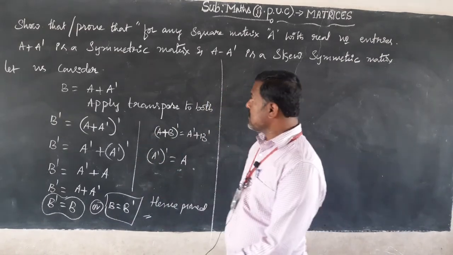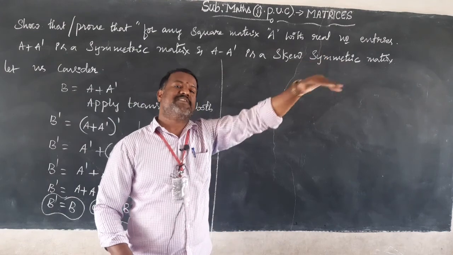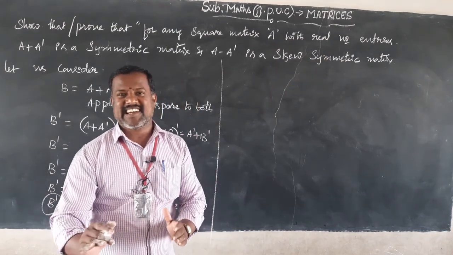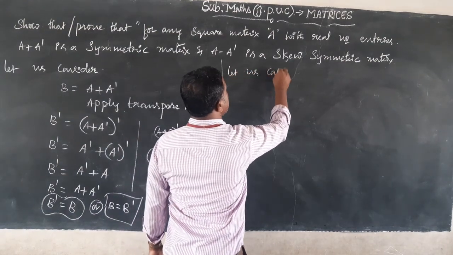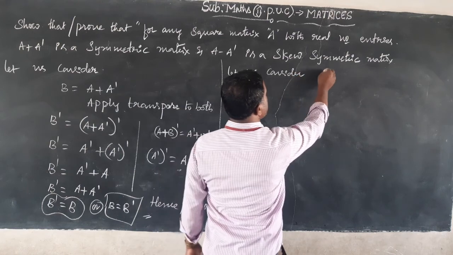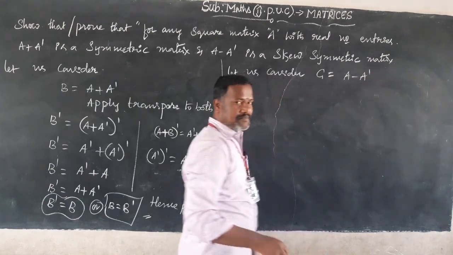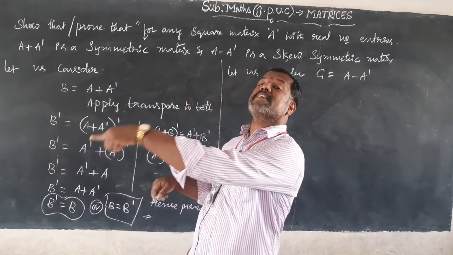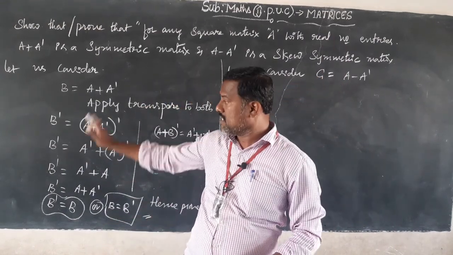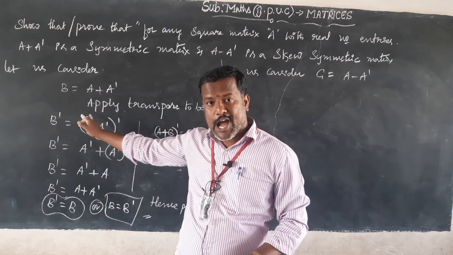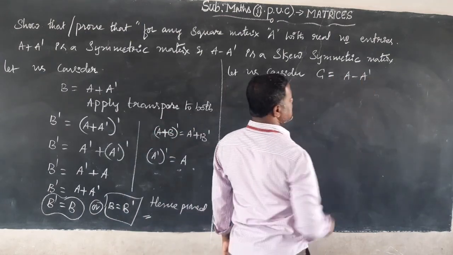See children. Next, we have to show that A minus A dash is a skew symmetric matrix. Here let us consider that C is equal to A minus A dash. For A plus A dash, we took B. Here I am taking A minus A dash as C. Is it clear, students? Okay. C is equal to A minus A dash.